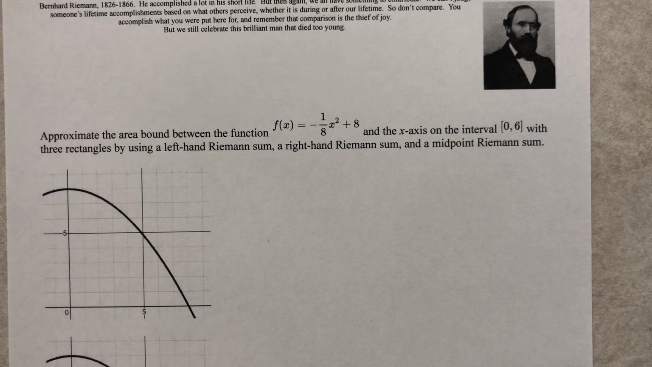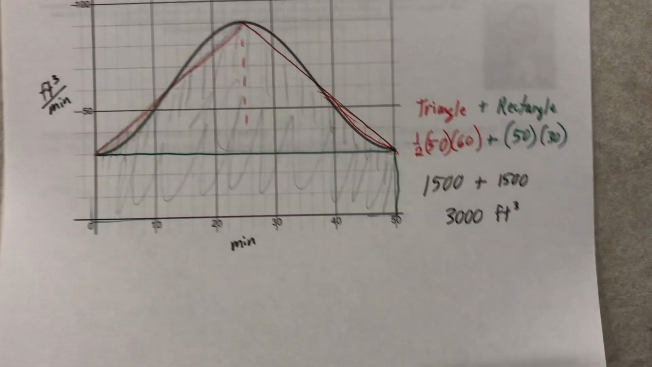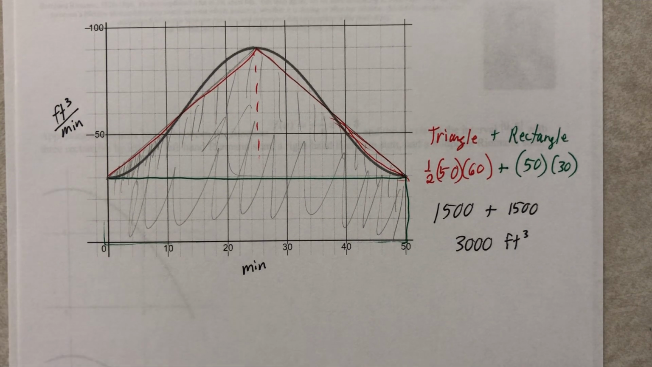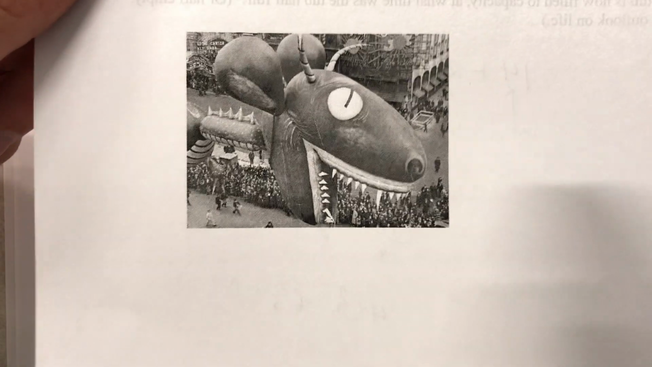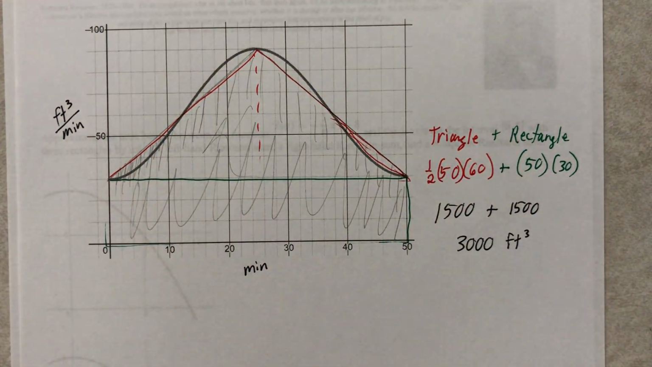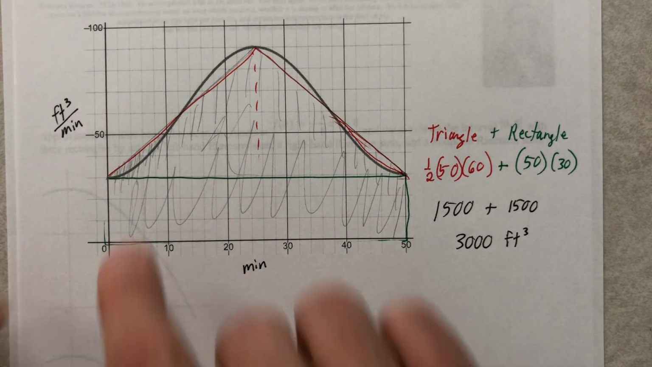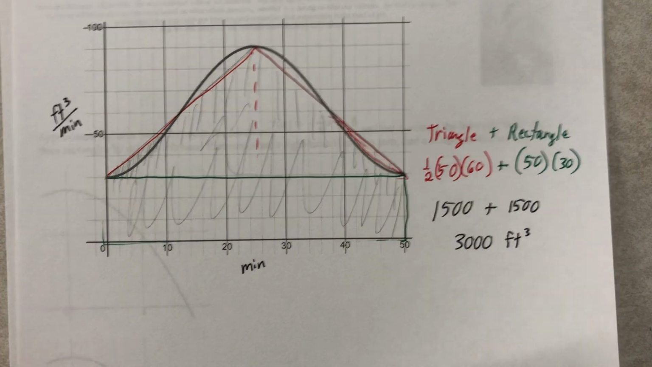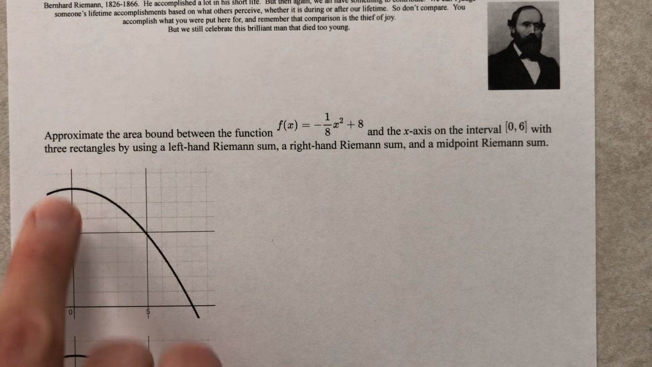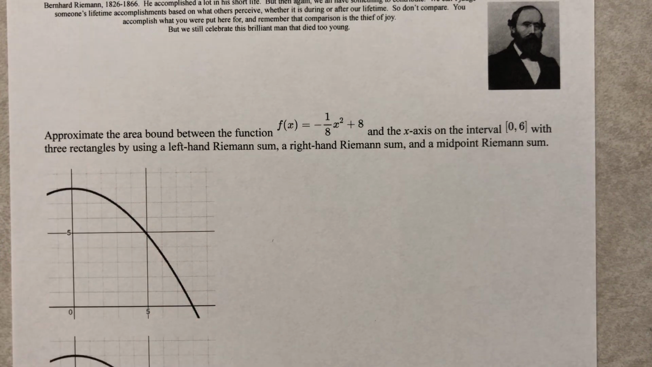Do you remember the terrifying balloon creature from the last notes? Rawr, eating people on the street. Remember that? This is a situation where we could not exactly figure out this area. We didn't know, so we had to estimate. We used diagonal lines, and in this case, we're going to use lots of rectangles. And I say lots of, in this case, just 3. It's a good place to start.